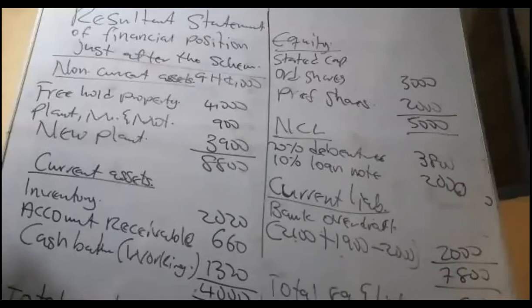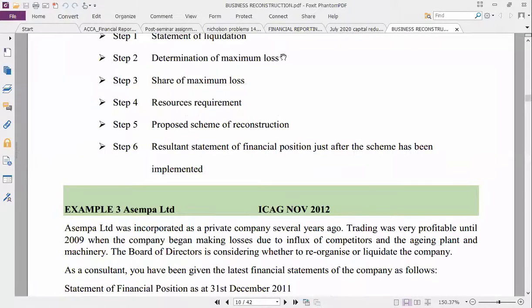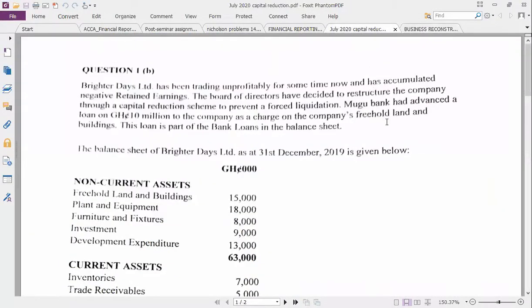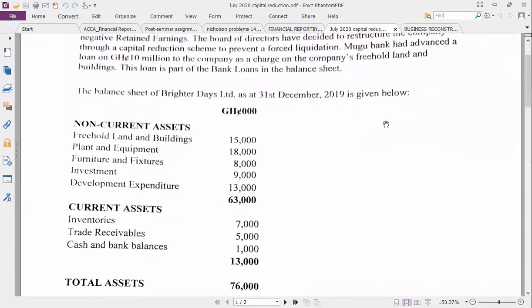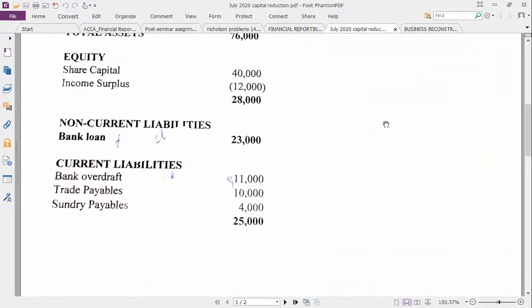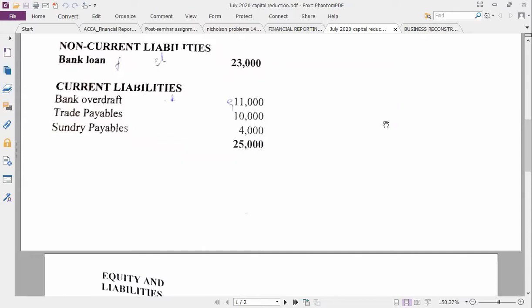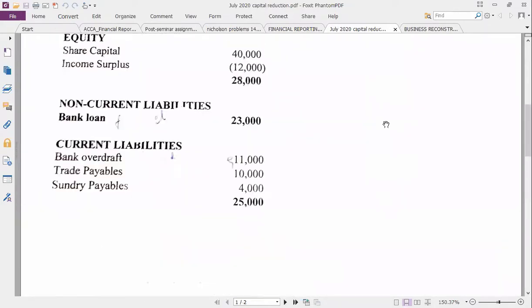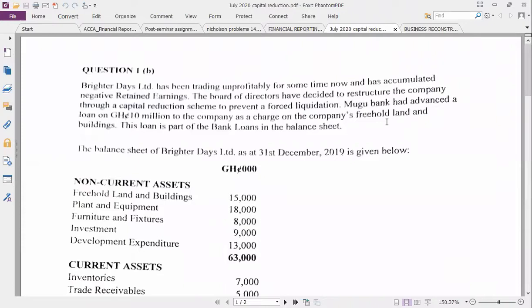Let's quickly go through the question and let's see. So our next question that we'll look at will be the 2020 capital reduction question. We have posted it on the platform. I hope it's a bit okay. It's not that clear, but what can we do?